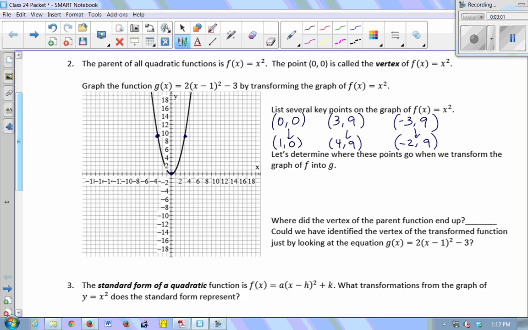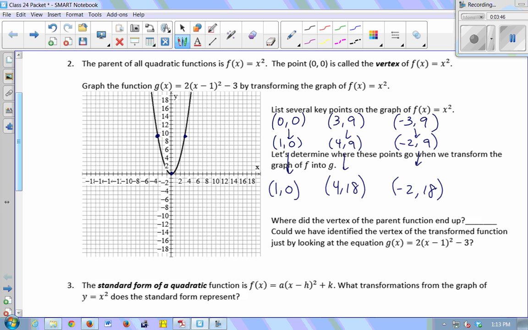All right, and then what transformation do I perform next? The multiply by 2, which causes a vertical stretch. Okay, so to create a vertical stretch with a factor of 2, how do you change your coordinates here? Multiply each y value by 2. Okay, so from here, I'm going to have 1, 0, because 0 times 2 is still 0. This is going to become 4, 18, and this is going to become -2, 18. Multiplied each y value by 2.